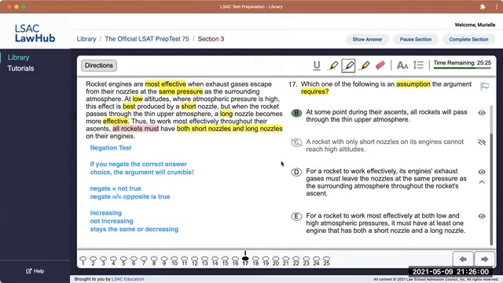D, for a rocket to work effectively, its engine exhaust gases must leave the nozzles at the same pressure as the surrounding atmosphere throughout the rocket's ascent. So this is kind of just adding the throughout the rocket's ascent part. So what if it didn't need to do that throughout the ascent? What if it only needed to do that for part of the ascent? That's interesting.